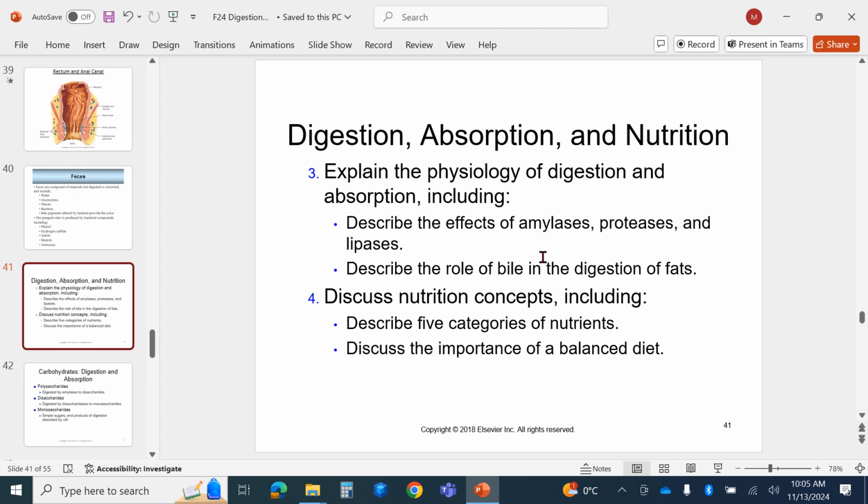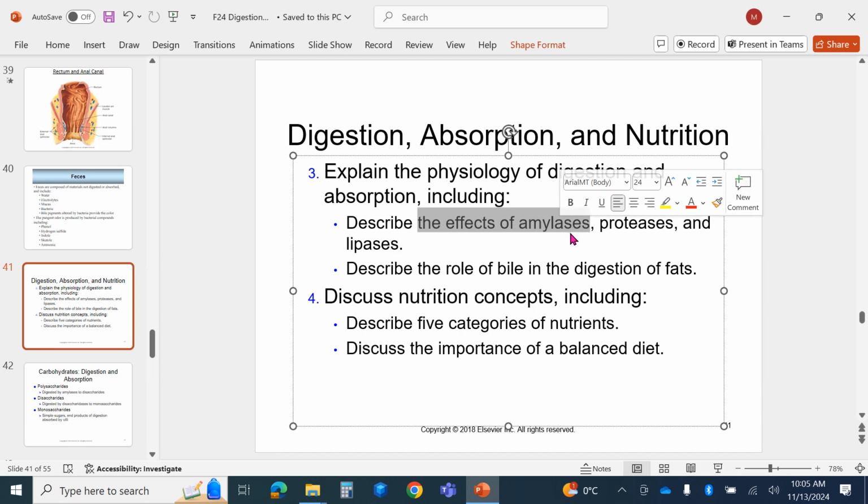Explaining the physiology of digestion and absorption, okay? The effects of amylase, which we've already talked about. Anything that ends in ase is an enzyme. So amylase, what we talked about with that bread experiment, digests starches, sugars. Proteases, they break down protein. Lipases, these guys here, they break down fats, okay?